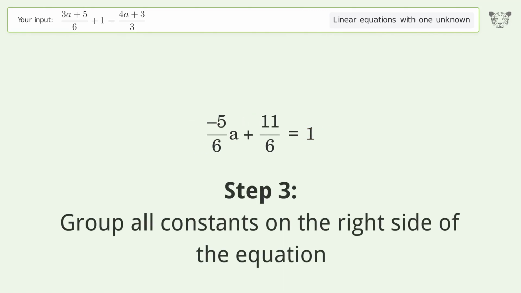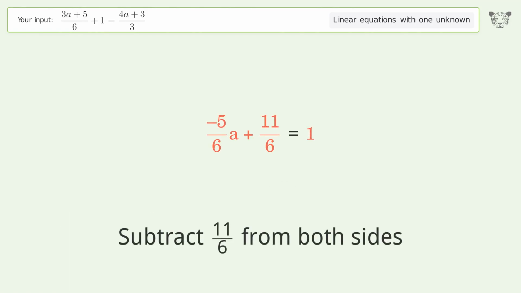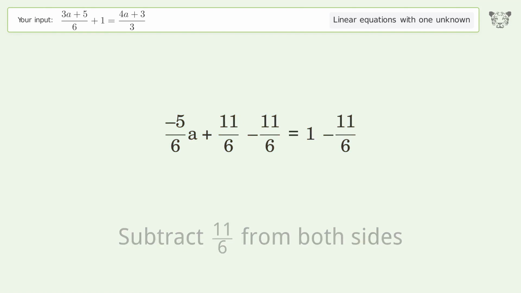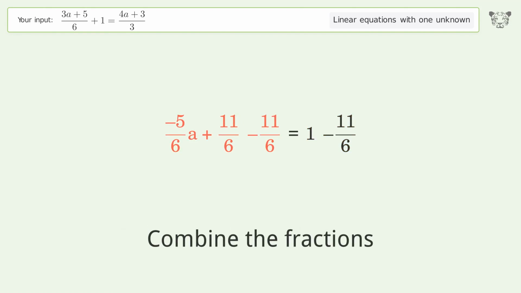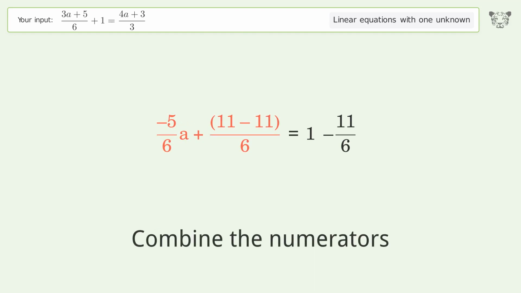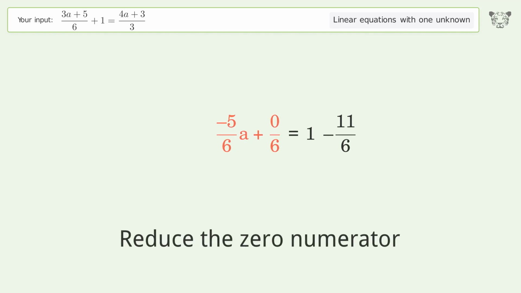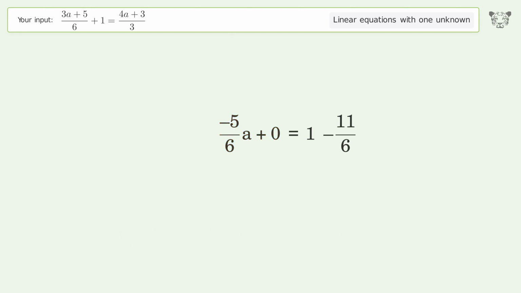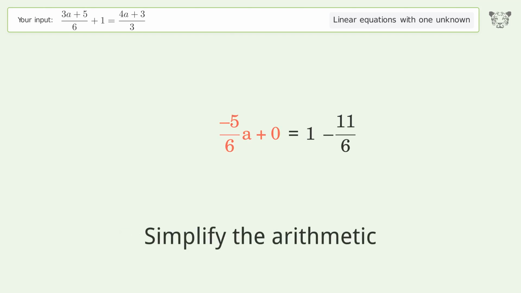Group all constants on the right side of the equation. Subtract 11/6 from both sides. Combine the fractions. Combine the numerators. Reduce the zero numerator. Simplify the arithmetic.